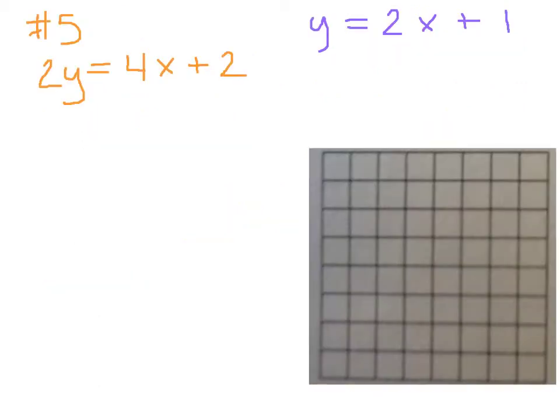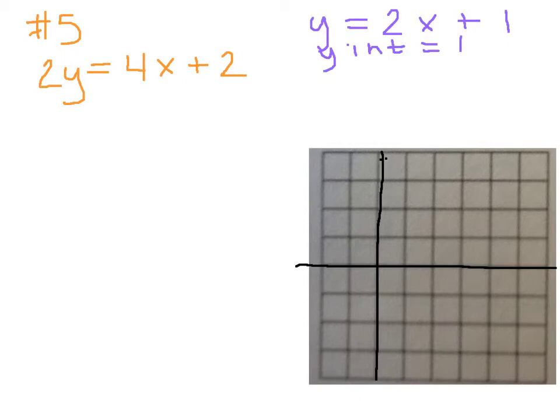All right, so let's go ahead and take a look at these 2 lines. So this is number 5. I'm going to start with the purple one, which says y is equal to 2x plus 1, because y is already isolated, so I'm ready to go. Therefore, my y-intercept, obviously, is equal to 1. So let's go ahead and put in our axes here. There they are.